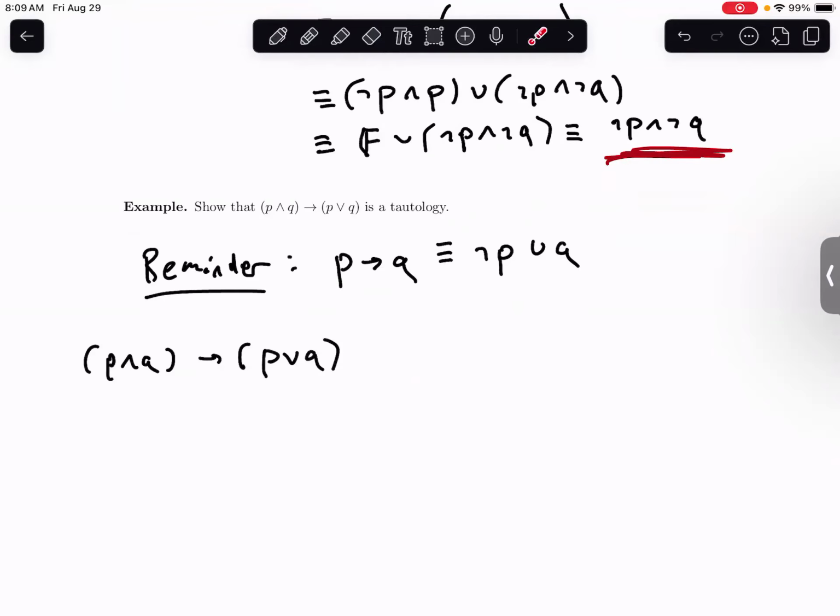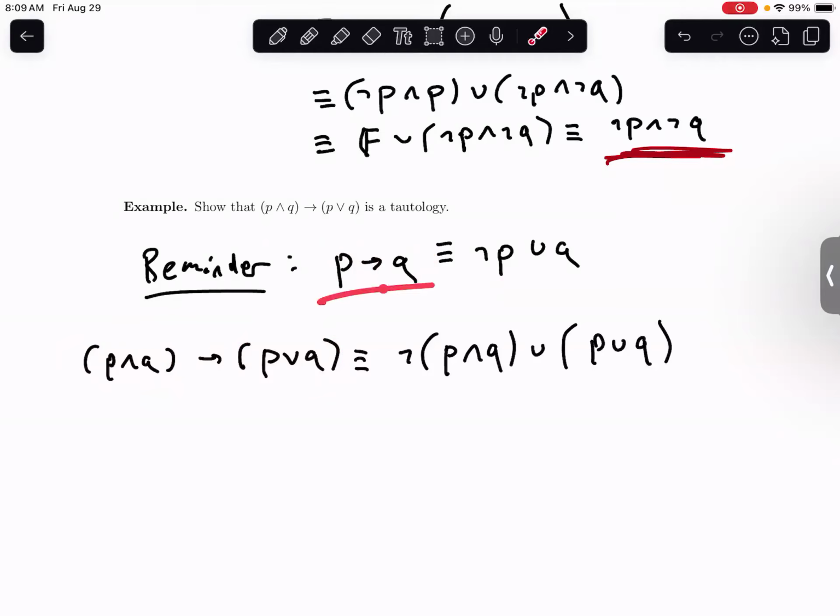From what we have above, this P and Q serves as our P, and this P or Q serves as our Q, because this is on the left side of the arrow and this is on the right side of the arrow. And so we can say that this is going to be equivalent to not (P and Q), and then this is going to be just P or Q.